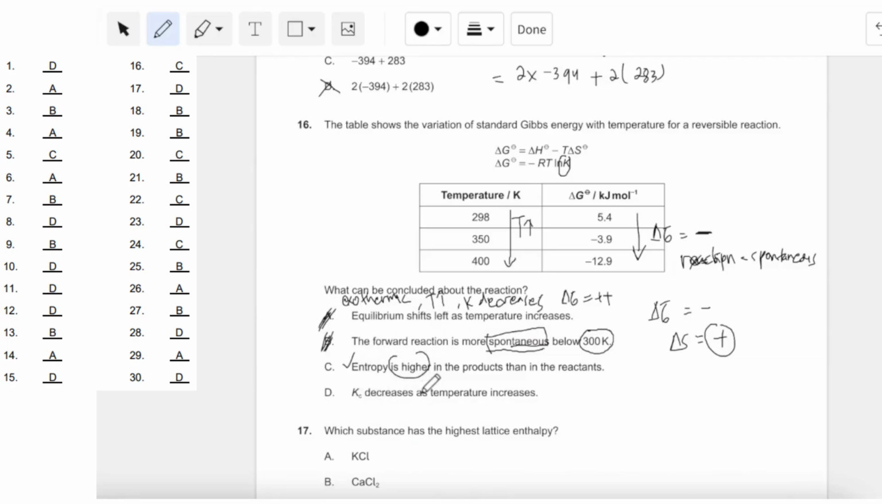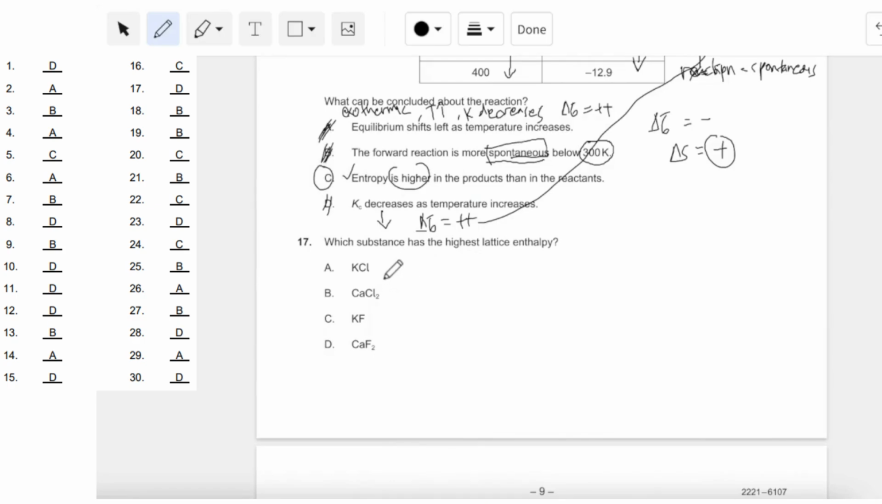So entropy is higher. C is correct. Kc decreases as temperature increases. If Kc decreases, delta G will be more positive. But here delta G is negative. So it means obviously D is incorrect.